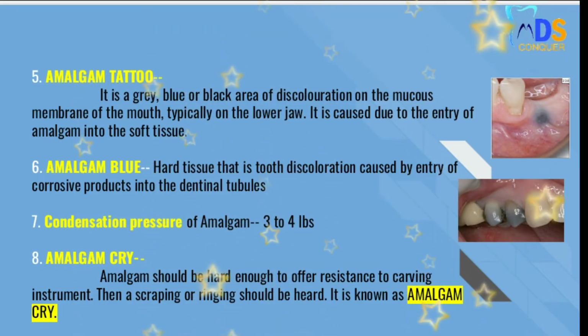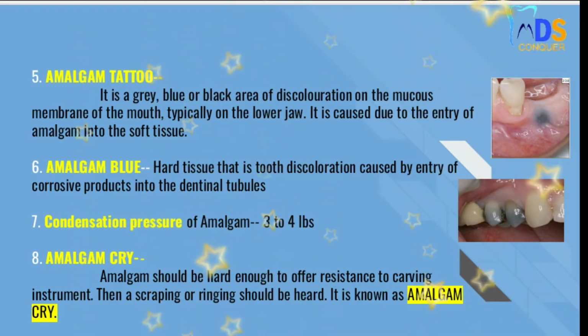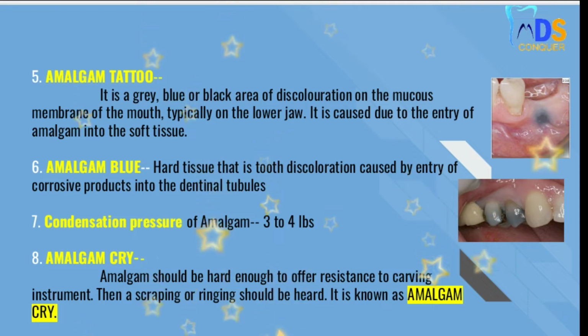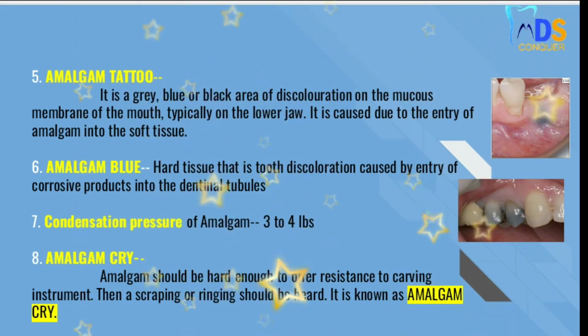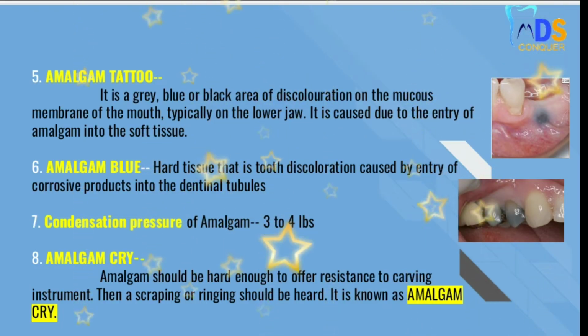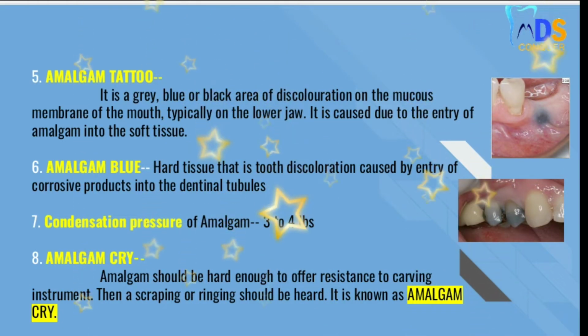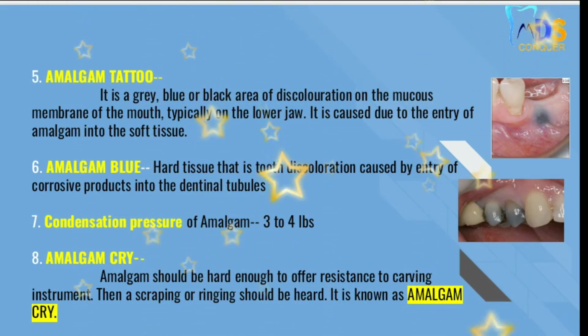Point number 7, the condensation pressure of amalgam is 3 to 4 pounds. Point number 8, what is an amalgam cry? Amalgam should be hard enough to offer resistance to carving instrument. Then a scraping or a ringing sound should be heard. It is known as amalgam cry.